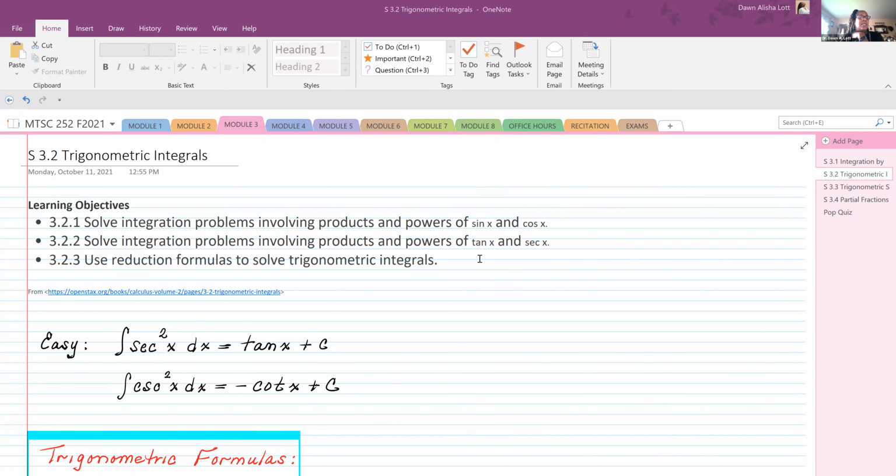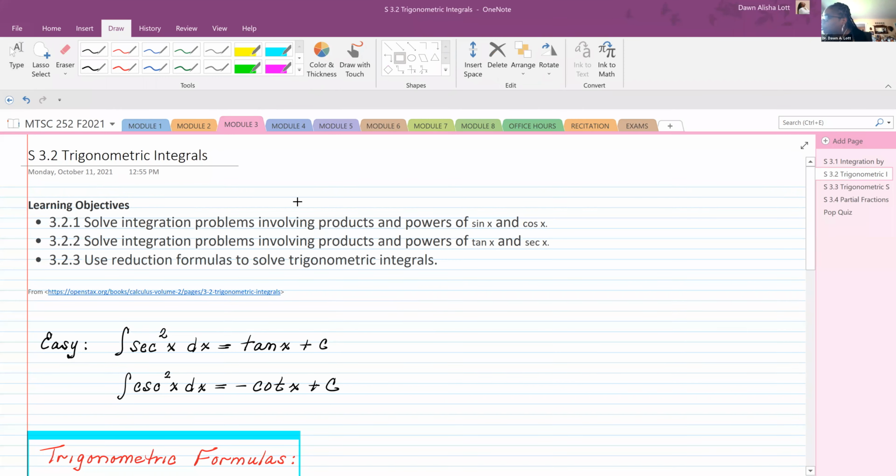Okay, so in section 3.2, we're looking at trigonometric integrals, and these are going to be integrals that involve sines, cosines, tangents, and secants. And as I told you, with trig functions, they have partners, okay? So sines and cosines are partners, tangents and secants are partners, and cotangents and cosecants are partners, okay? So that's just one way that you need to remember how they work together.